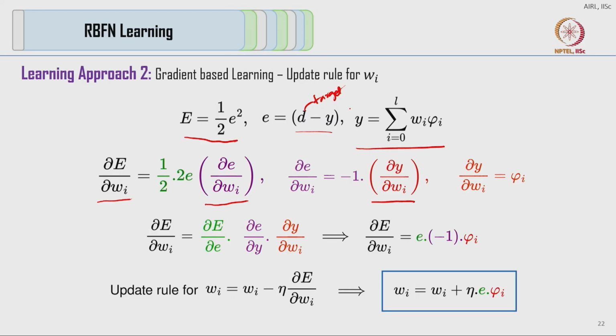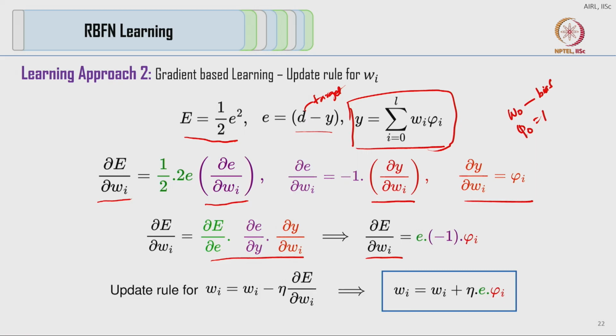What is my y? y is nothing but summation i equal to 0 to L wi φi. Remember, w0 is nothing but the bias weight, right. φ0 is 1. So with this, if I differentiate ∂y by ∂wi, I get φi, right. So what is the gradient with respect to wi? ∂E by ∂wi is ∂E by ∂e, ∂e by ∂y, and ∂y by ∂wi. I am substituting all of this. What I will get? ∂E by ∂wi is e times minus 1 into φi.